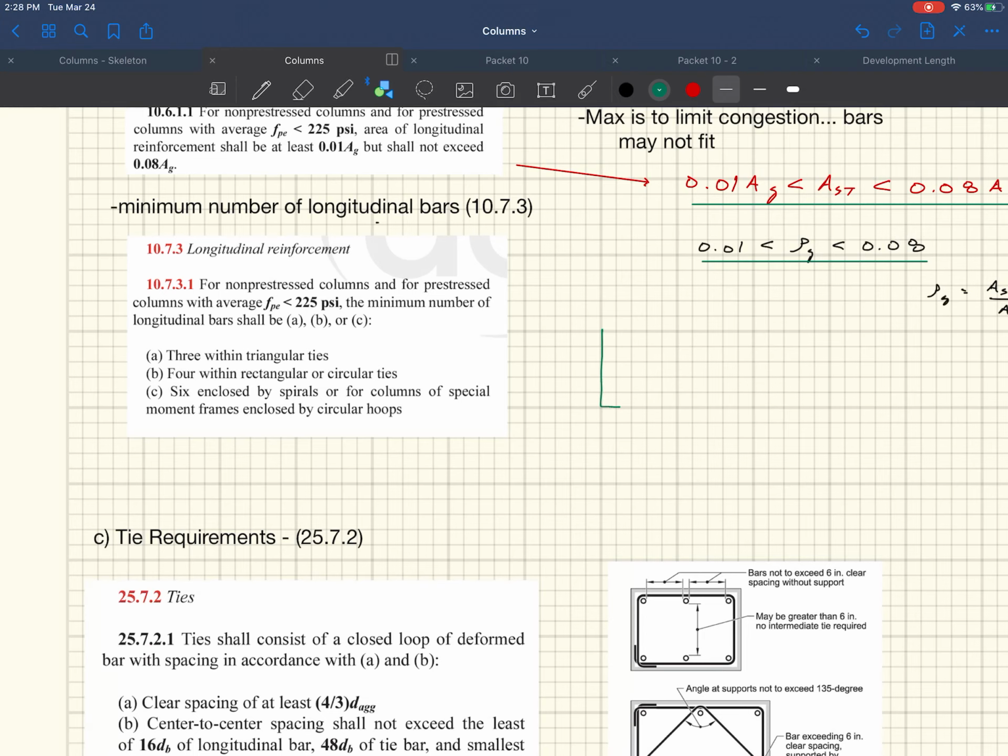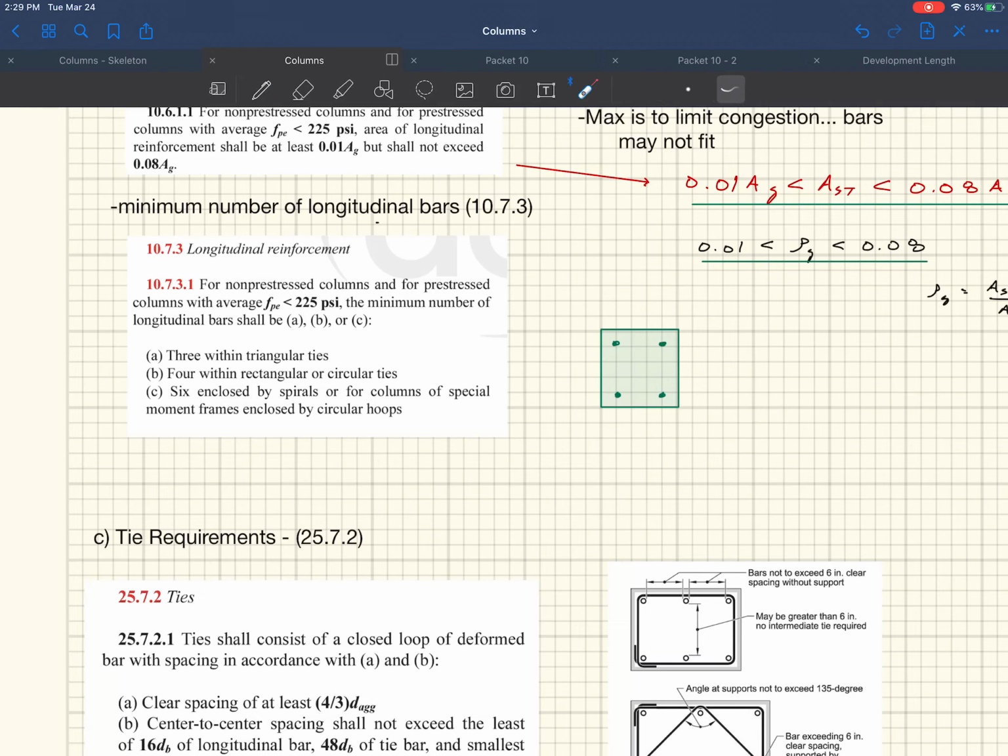And so it's just saying, it makes sense that if you've got a column that's doing this, you have to have at least 4 bars. You have to have 1 in each corner, right? The other thing I should say is your columns have to be symmetric. You can't come in and say, I want to put 4 bars on one side and no bars on the other side, right?